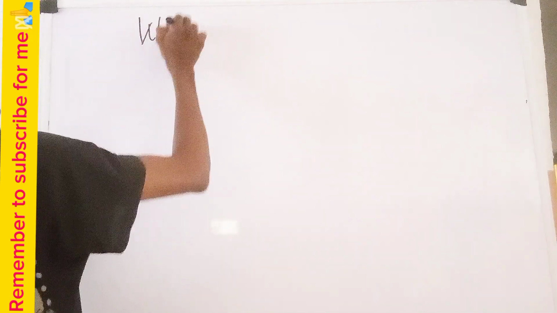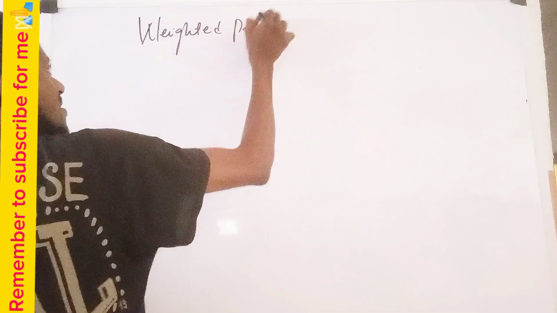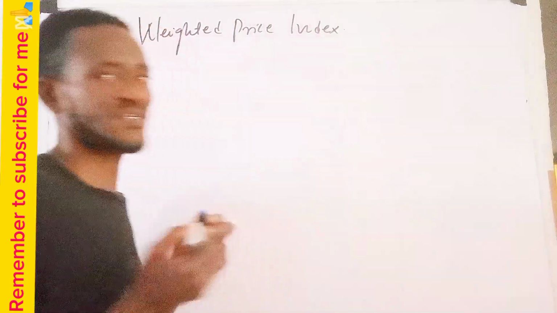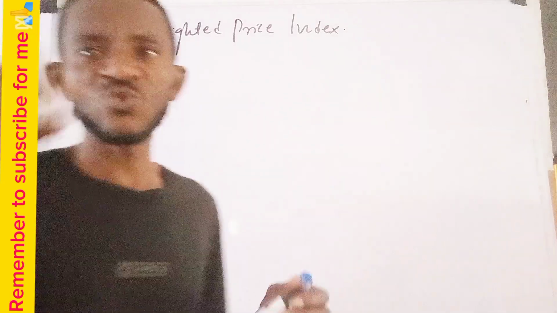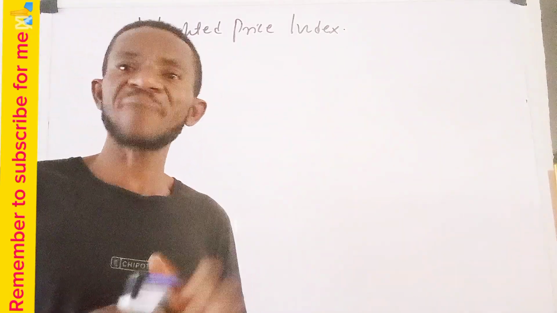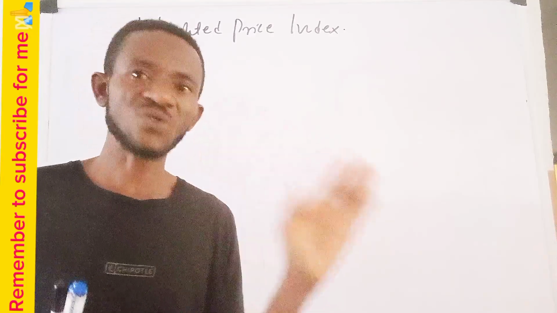Okay, so we now have what we call the weighted price index. Weighted price index. And when we talk about weighted, let us understand that what we mean by using weight here is to assign relevance to the different commodities.